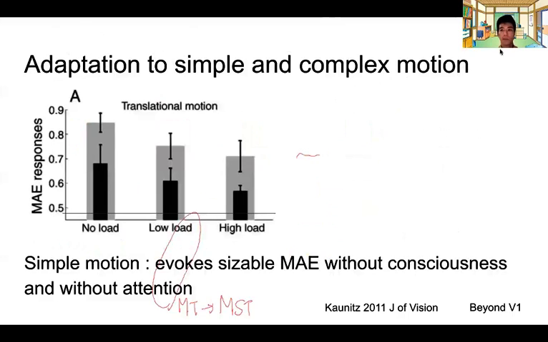So here is the result of his finding for the simple motion. In the case of the simple motion, when the stimulus was visible, so this is visible, and then this black one is invisible. No attention task or easy attention task or difficult attention task. So it's a 2x3 design.